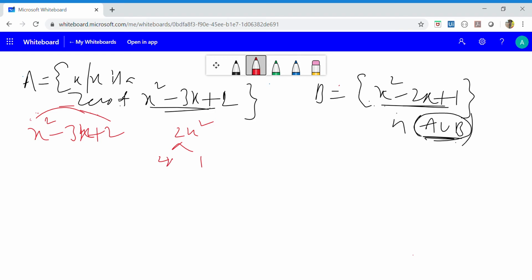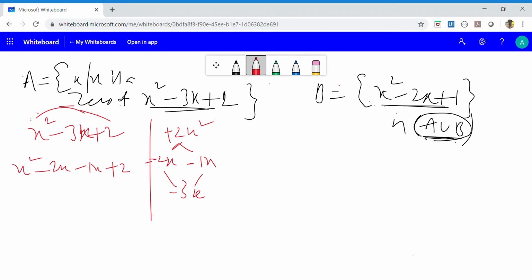2x square, 2x into 1x we can write. But this is plus 2x square, and the middle term is minus 3x, so both terms should carry minus. So minus 2x minus 1x becomes minus 3x, and multiplication you will get plus 2x square. So x square minus 2x minus 1x plus 2 you have to write.